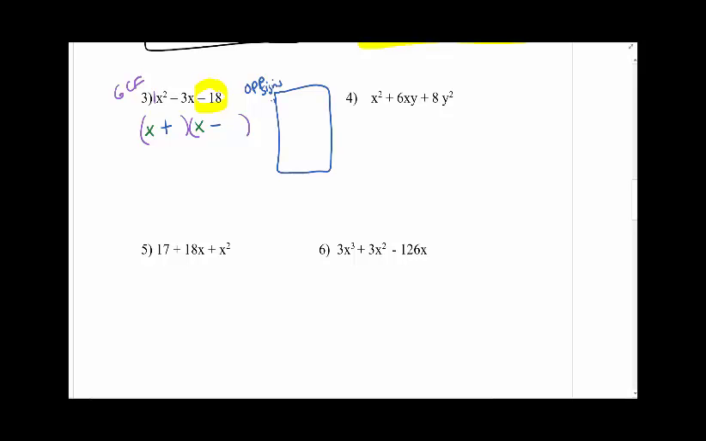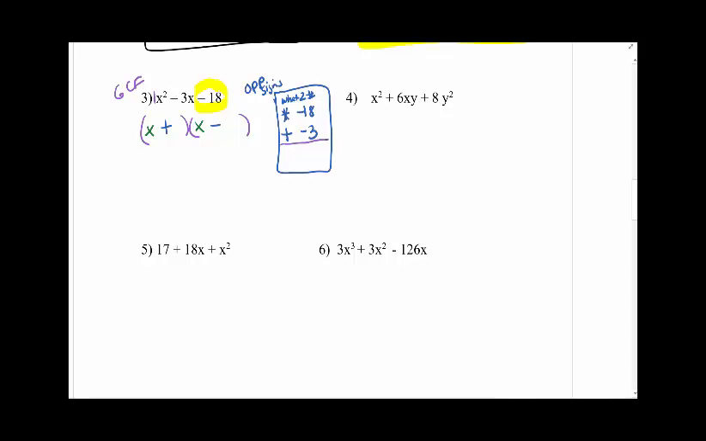If the leading coefficient is a 1, we are asking ourselves, what two numbers multiply to give me a negative 18 and add up to give me a negative 3? What two numbers multiply together to give me negative 18 and add up to get a negative 3? Pause this, try it, try to figure out that combination. When you're talking about 18, the numbers 1 times 18 works, the number 2 times 9 works, the number 3 times 6 works.